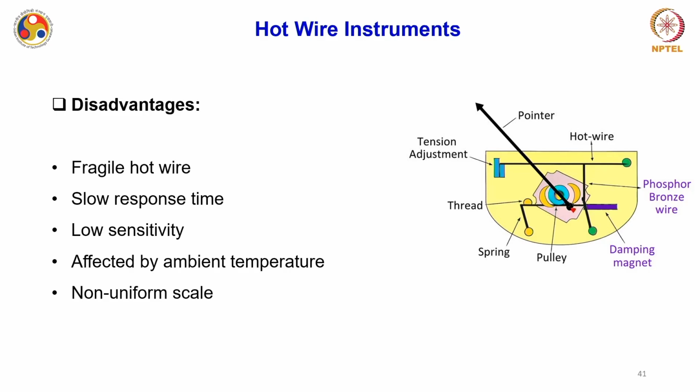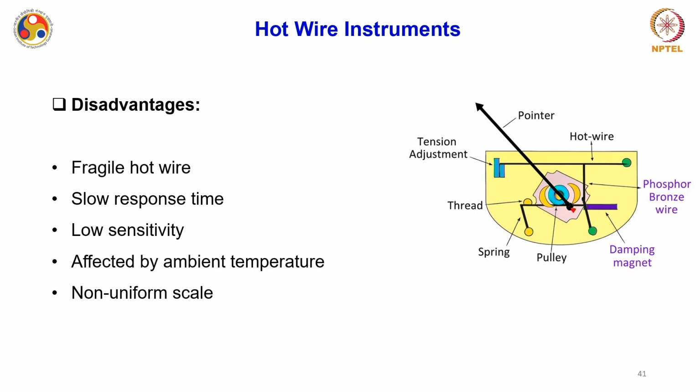However, there are certain disadvantages. It has a very thin wire, and that wire will be heated because of the heat flow, so the hot wire is fragile in nature and not that strong. The response time is slow and the sensitivity is poorer. They are also affected by ambient temperature, and this is the biggest disadvantage of the hot wire instrument.